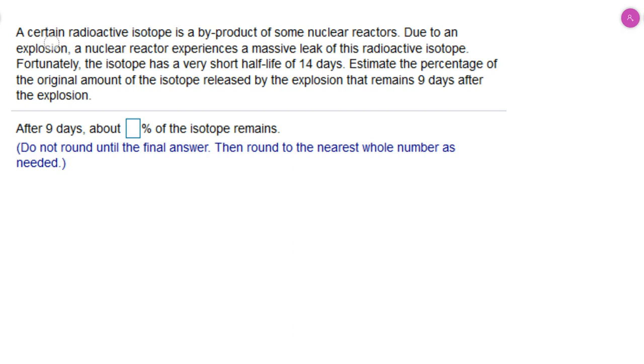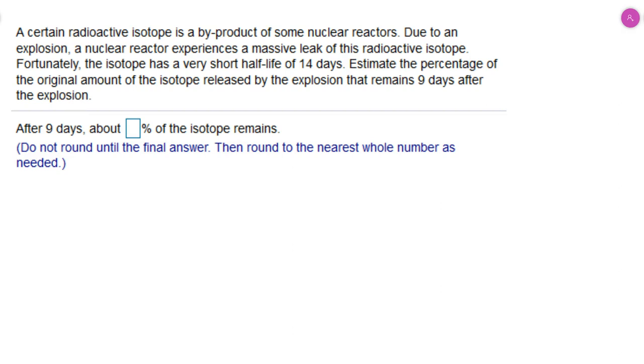This question says, a certain radioactive isotope is a byproduct of some nuclear reactors. Due to an explosion, a nuclear reactor experiences a massive leak of this radioactive isotope. Fortunately, this isotope has a very short half-life of 14 days. Estimate the percentage of the original amount of this isotope released by the explosion that remains 9 days after the explosion. Now that's a lot of information to take in.